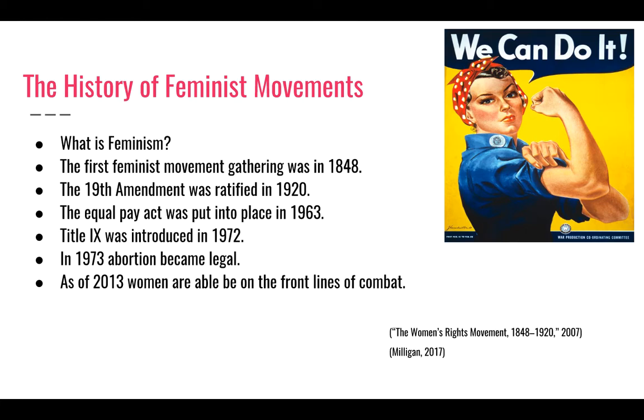In 1973, abortion became legal. In the cases of Roe v. Wade and Doe v. Bolton, the Supreme Court declared that the Constitution protects women's right to terminate an early pregnancy, thus making abortion legal. Lastly, as of 2013, women are able to be on the front lines of combat, meaning we are now able to fight on the front lines alongside men.